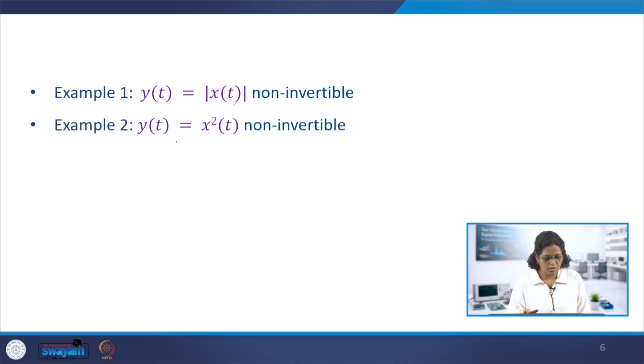Whereas, one more example is y of t equal to x squared of t. If x of t is -1, then x squared of t is going to be 1, and if it is +1, again this would be y of t. So y of t can have the same value for two different inputs. It is not a one-to-one mapping, so this is again called a non-invertible system. If you take y of t as 1 and try to get back the input, it can be -1 or +1, and we will not be able to get it back.